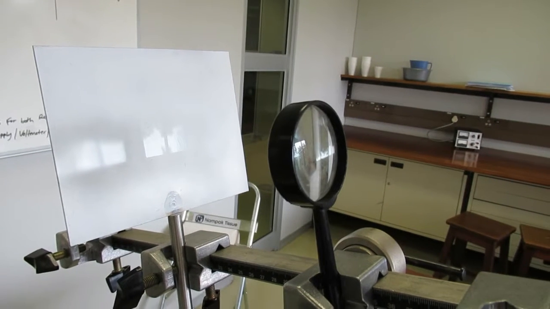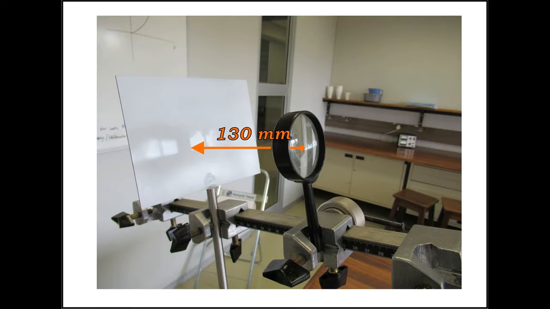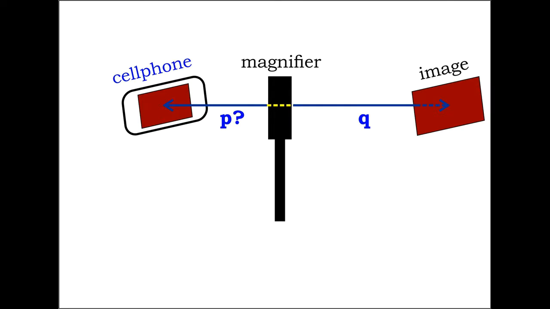A magnifier forms an image of some trees in the distance. The focal length of the magnifier is about 130 millimeters. Next, I would like to know how far from the magnifier I should put the cell phone so that the image that the lens forms of the screen will be 130% larger.